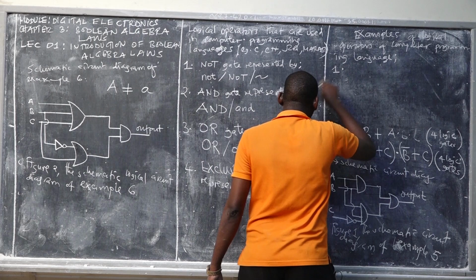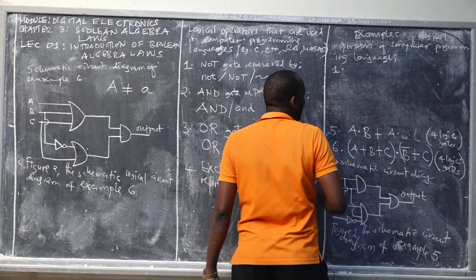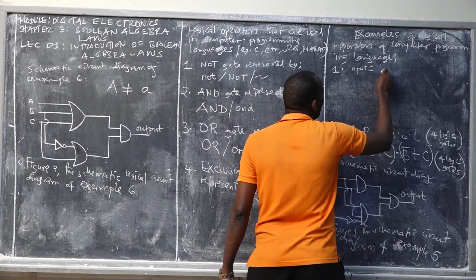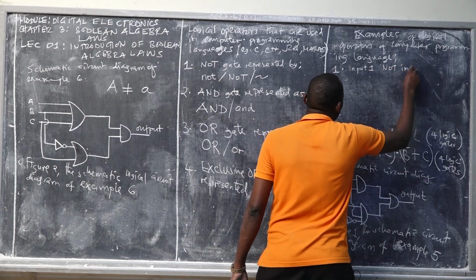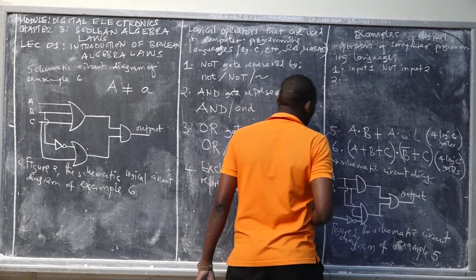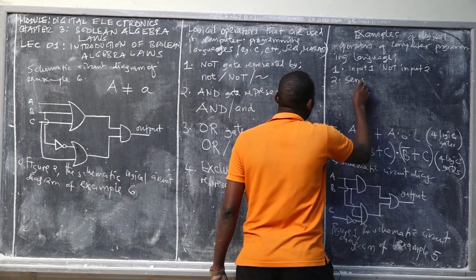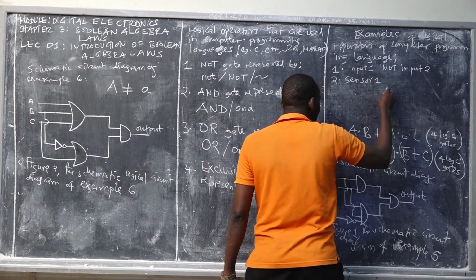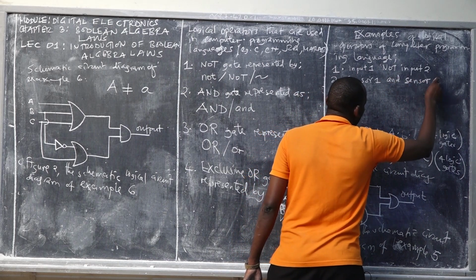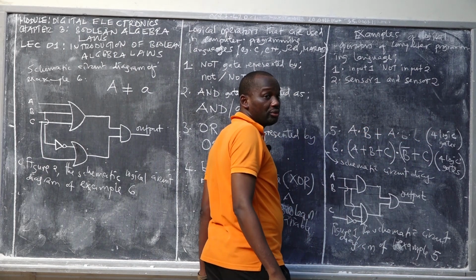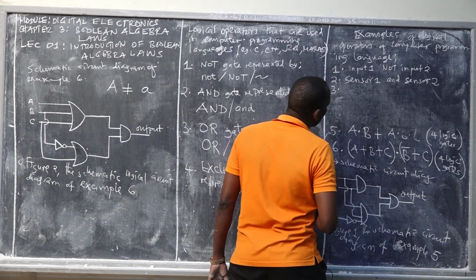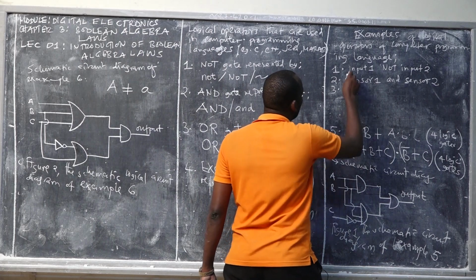So a simple example, stop writing. A simple example in the logical operator, we can have it like that. Let's say this is input 1, not input 2. Then we can have a statement, in case of electronics or mechanics, with sensor 1 and sensor 2. So this is the AND operator. Are we together? Then we can have sensor 1 and then sensor 2.